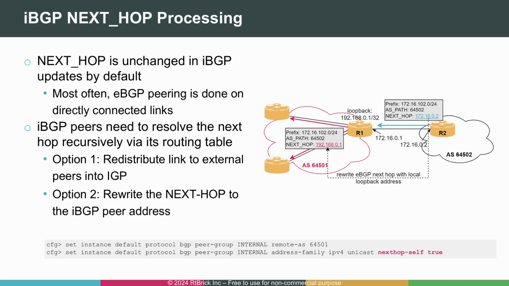To install this route into the routing table, a router must be able to resolve the next hop. This can be achieved either by redistributing the link between R1 and R2 into the IGP, or by rewriting the next hop using the command set instance default protocol BGP peer group name address family IPv4 unicast next hop self true. The same command exists for the IPv6 address family as well.